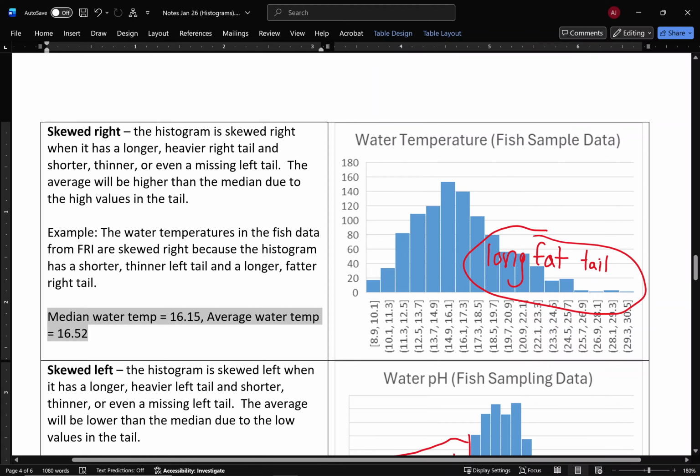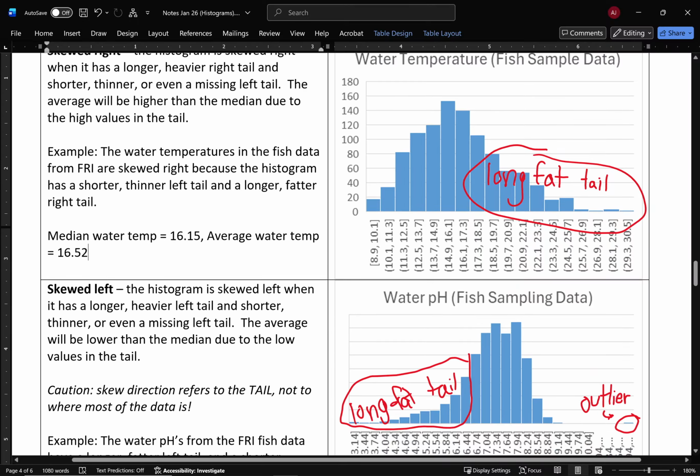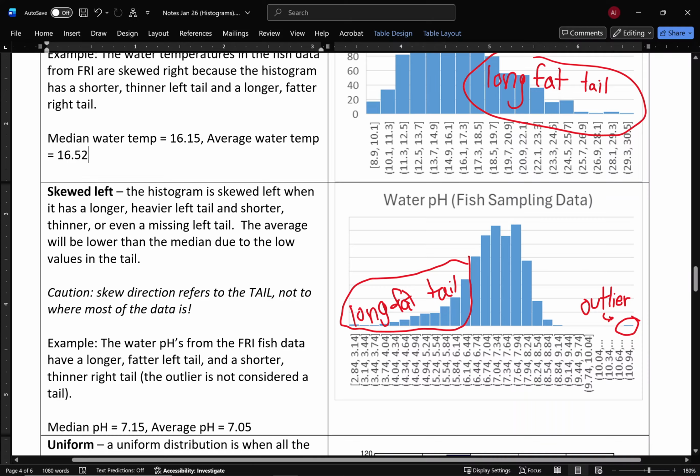So you can see in this one, for example, where it's skewed right, those unusually high values in that long fat tail are dragging the average up to be higher than the median. The median was 16.15, the average was 16.52. We see the same thing when it's skewed left. The average will be dragged to the left, or dragged down, by that long fat tail to the left. Okay, so the pH data from the fish sampling was skewed left.